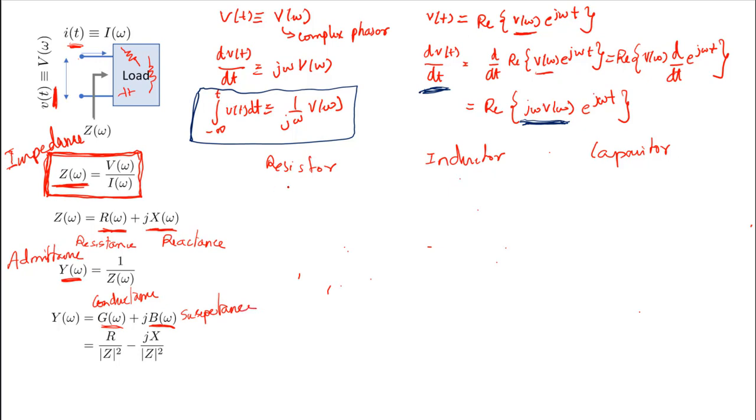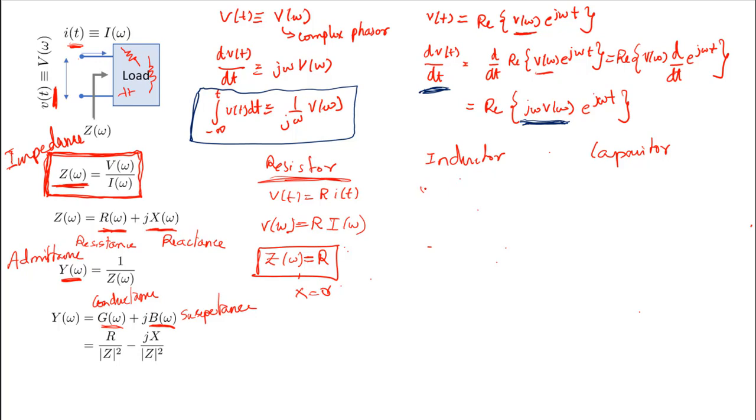So for a simple resistor, the voltage in the time domain is simply the resistance times the current in the time domain. You have a simple relationship like this. And if you were to find the equivalent frequency domain representation, V of omega is simply R times I of omega. So the ratio of V over I, Z of omega, is simply purely R. It has only the real part, and the imaginary part, X, is 0 in the case of a resistor.